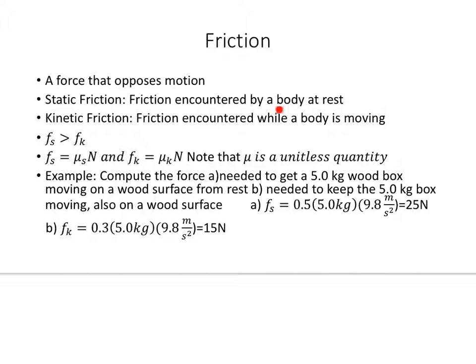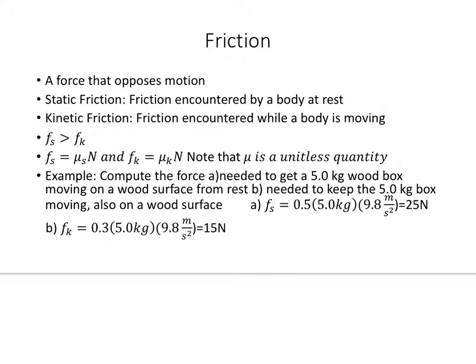Static friction is encountered by a body that is at rest. So in other words, if you want to get an object moving, you've got to overcome its static friction if it's at rest. On the other hand, kinetic friction is friction encountered while the body is moving. So if you get this object moving and you want to keep it moving, you've got to apply a force equal to the kinetic friction. Now, almost always, the static friction is greater than the kinetic friction. So in general, it's harder to get an object moving than it is to keep it moving.